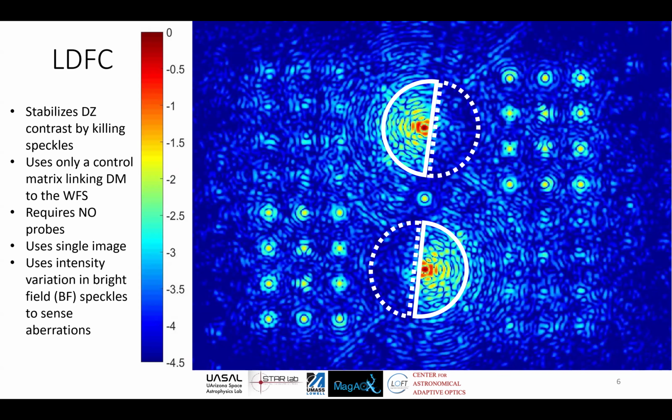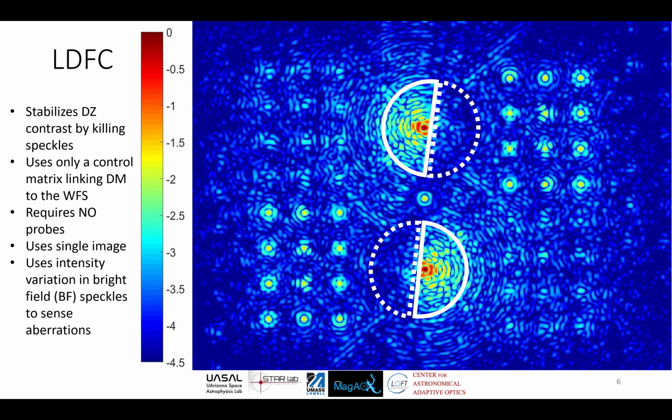And so LDFC works differently. Instead of looking at the dark hole itself, it works by looking at the opposite side of the dark hole, which we'll call the bright field, because we're so cool at naming things, we come up with great names. So the point is to stabilize the high contrast in the dark hole by instead looking at the bright field. And there's no Jacobian that's built, there's no optical model that's required. All that you're doing is building a control matrix that links your deformable mirror commands to your wavefront sensor, which in this case is your science image. And we'll talk more about that in a second.